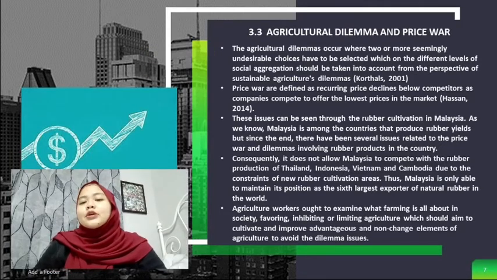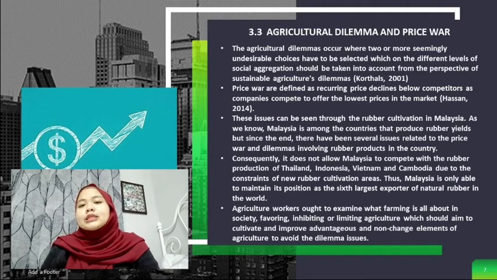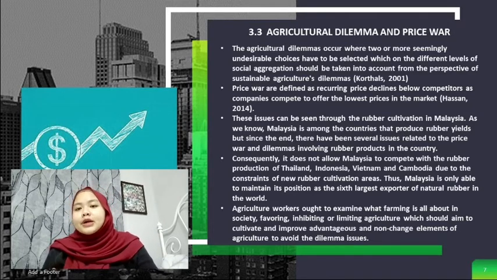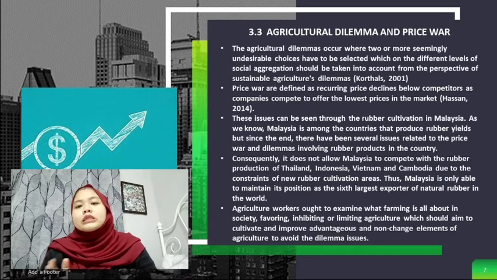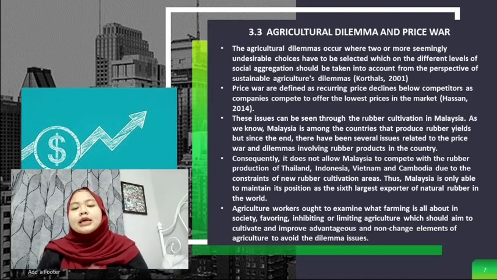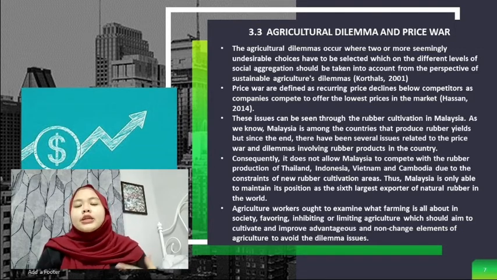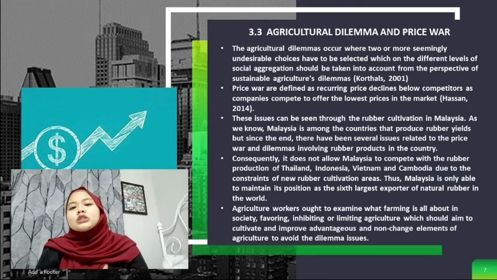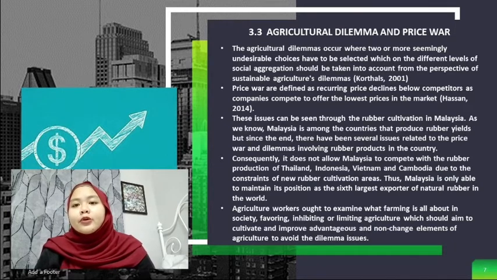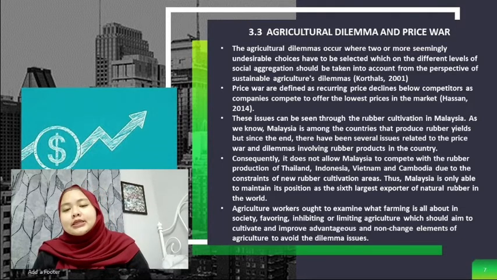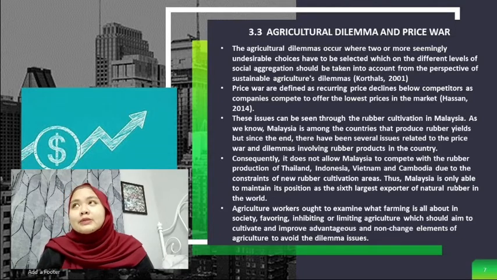Okay, next we go to the third issue, which is the agricultural dilemma and the price war. The agricultural dilemma occurs where two or more seemingly undesirable choices have to be selected, which on the different levels of social aggregation should be taken into account from the perspective of sustainable agriculture dilemmas, as mentioned by Cortes 2001.